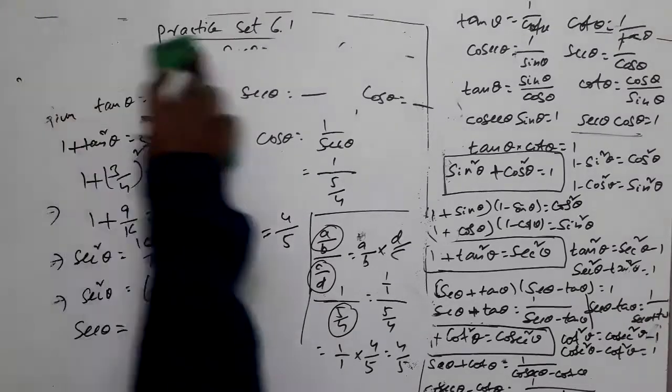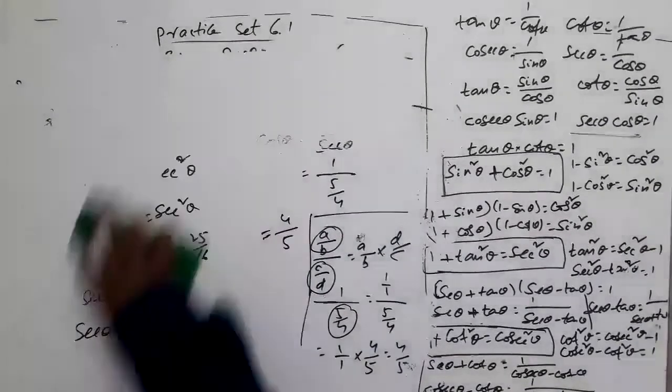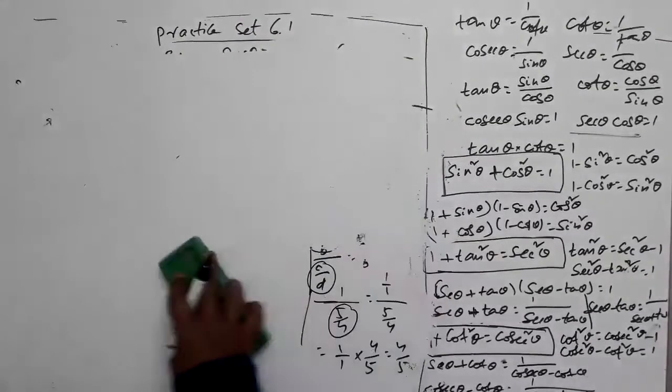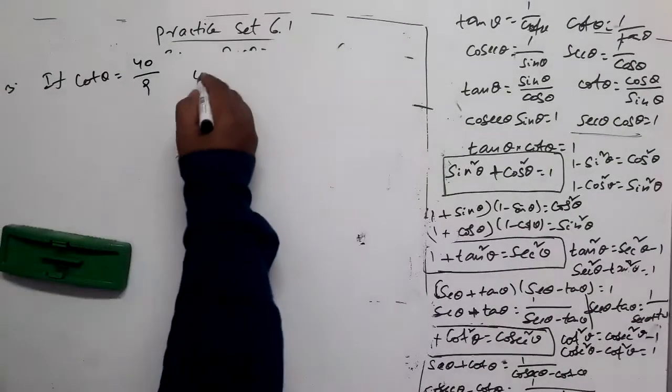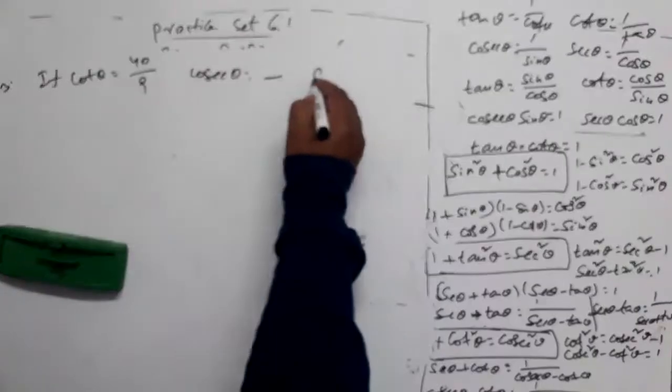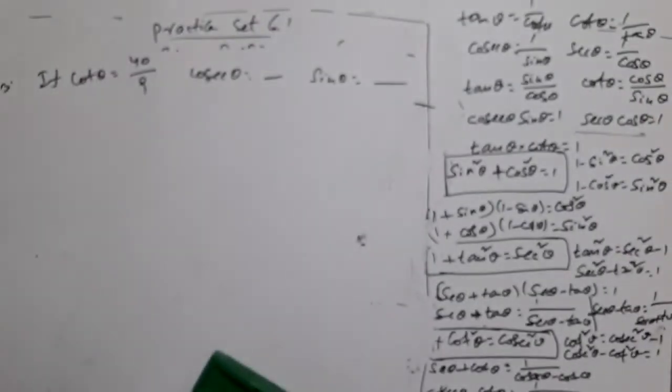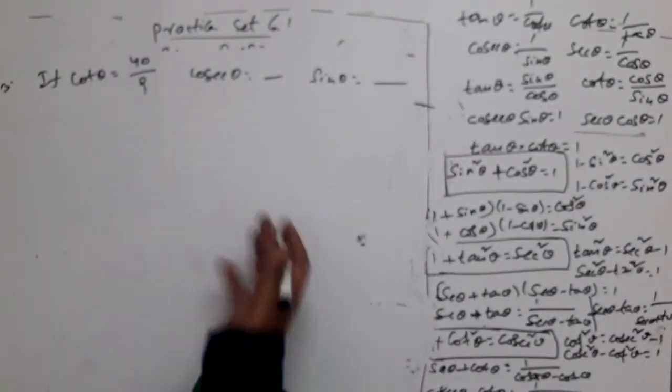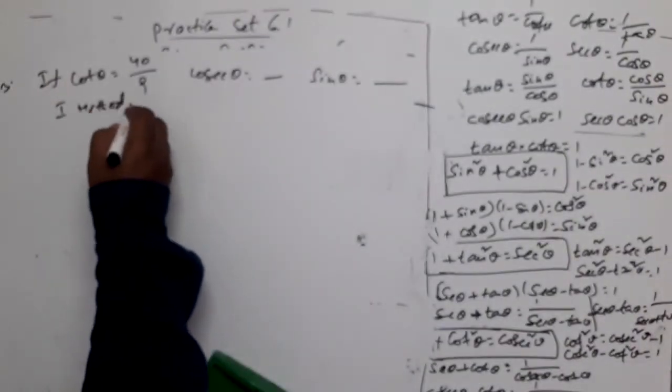Let us see next question. Third question. If cot theta is 40 by 9, find the value of cosecant theta and sin theta. Again, shall we see both the methods? Or okay, let us see both the methods. First method. Yes, what is the first method? Using right angle triangle, right?